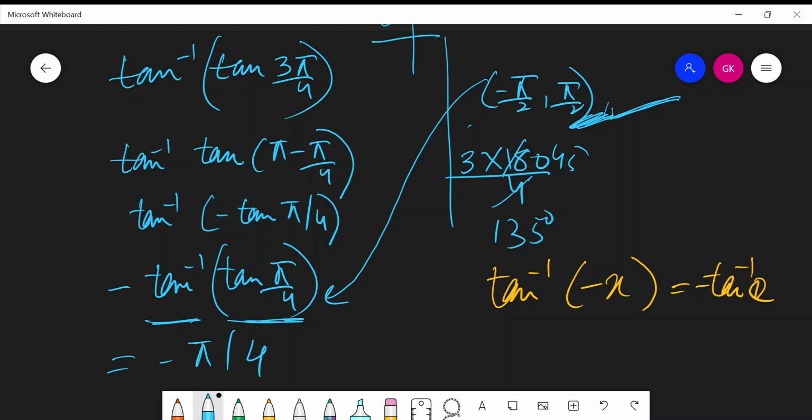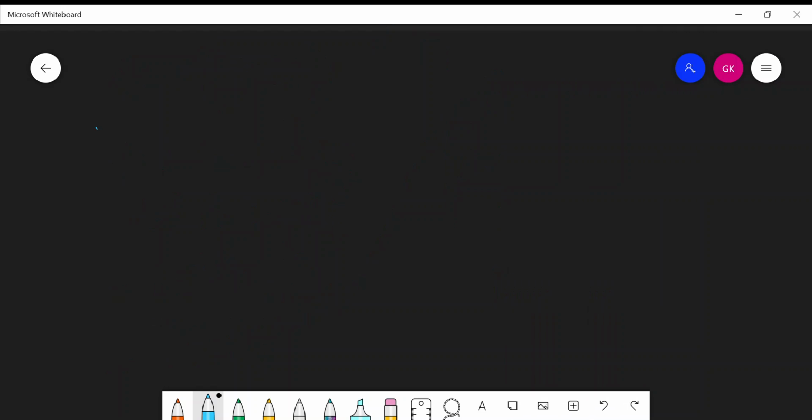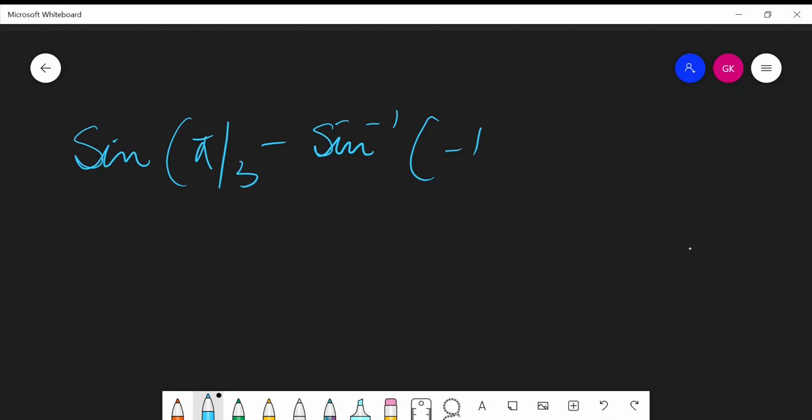This is one type of question that can be tested. Another form is sine of pi by 3 minus sine inverse of minus 1 upon 2. This is another set of questions. Now this you can write as pi by 3 as it is. Let's solve the bracket first.